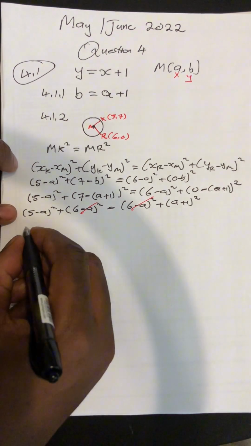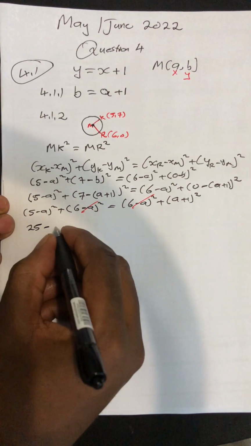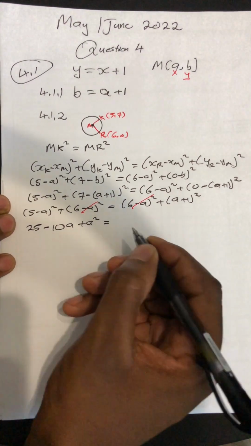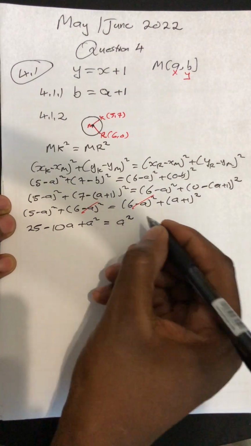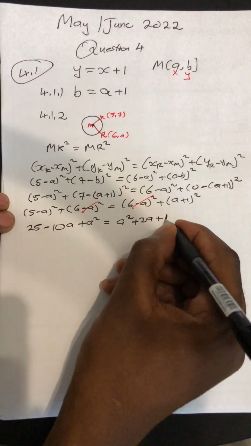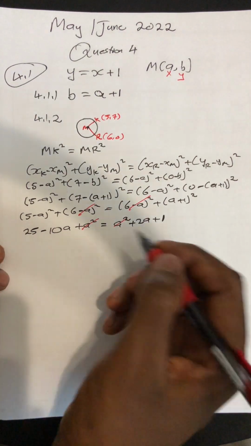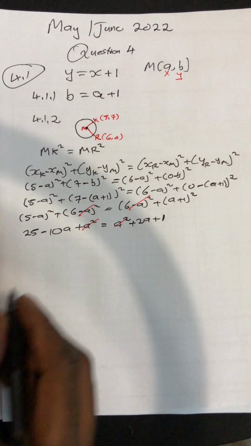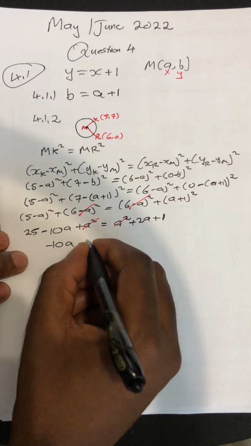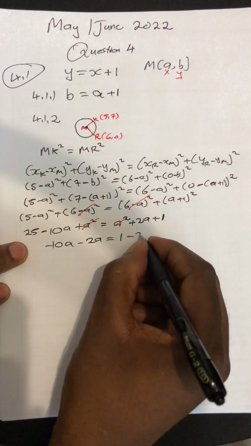And then we're going to remain with 25 minus 10a plus a squared is equal to a squared plus 2a plus 1. Again, if you check this and this, they can cancel each other. Then we're going to remain with minus 10a minus 2a is equal to 1 minus 25.